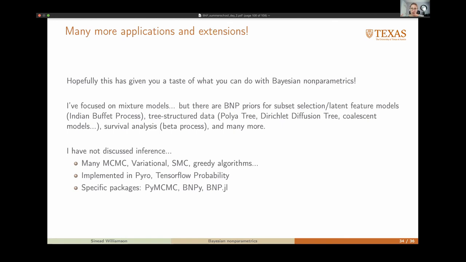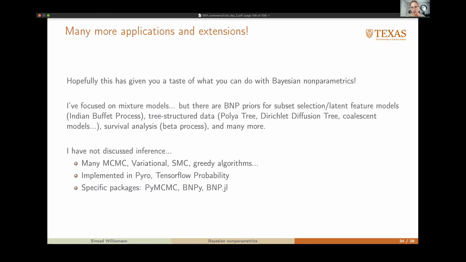So if you use either PyTorch or TensorFlow, then there are implementations in the probabilistic versions of those, Pyro and TensorFlow Probability. So if you search Pyro Dirichlet process tutorial or TensorFlow Probability Dirichlet process tutorial, you'll be able to get things from that. There's also a number of specific packages that people have written that are more designed for Bayesian nonparametrics. So there's one called BNPy in Python, unsurprisingly. There's a Julia package called BNP. And then there's also PyMC, which isn't specifically Bayesian nonparametrics, but has a lot of support for it.